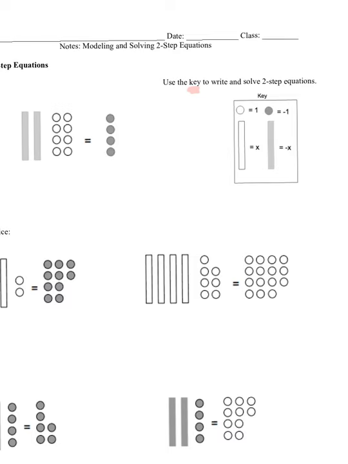If it is an open circle, it represents a positive number. If it's a shaded circle, it represents a negative number. If it is a bar and it is unshaded, it represents a positive x. And if it is a shaded bar, it represents a negative x.